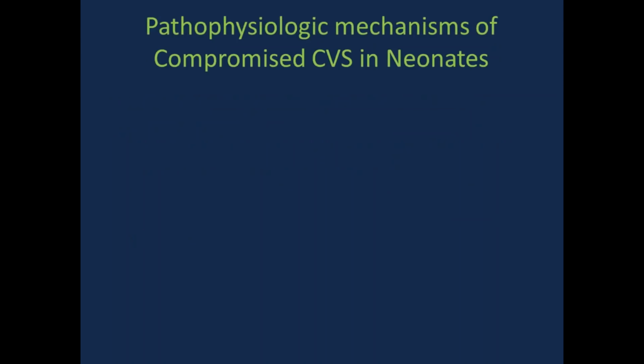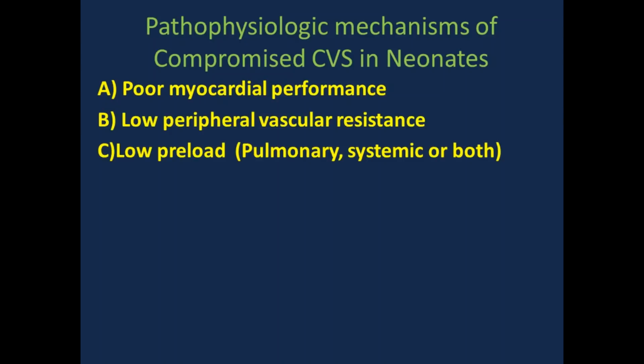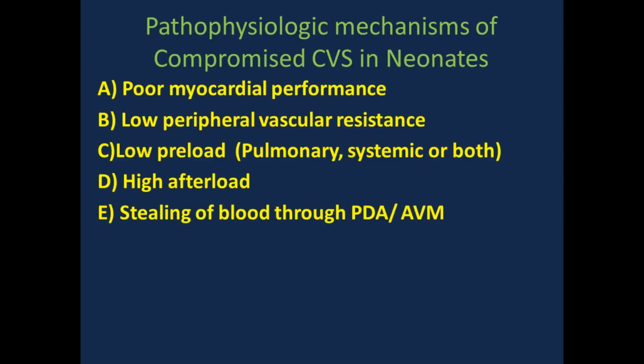So what are the pathophysiologic mechanisms of compromised blood flow? We have poor myocardial performance, which may have normal or even high blood pressure. You may have low peripheral vascular resistance. You may have low preload, either pulmonary venous return or systemic, or both of them, systemic and pulmonary venous return might be low. You may have high afterload, which is contraction against resistance, so the heart contracting against high resistance. You may have stealing of blood through a PDA or AV malformation.